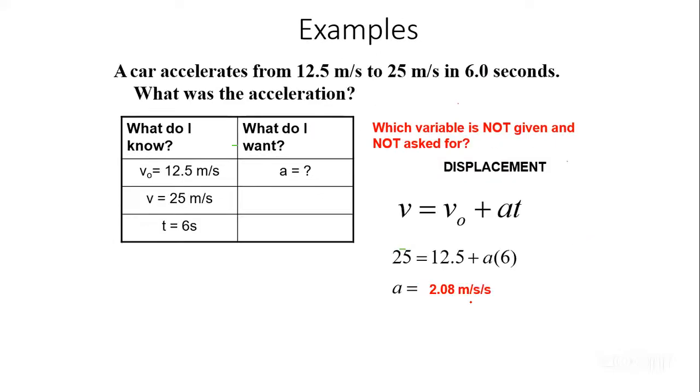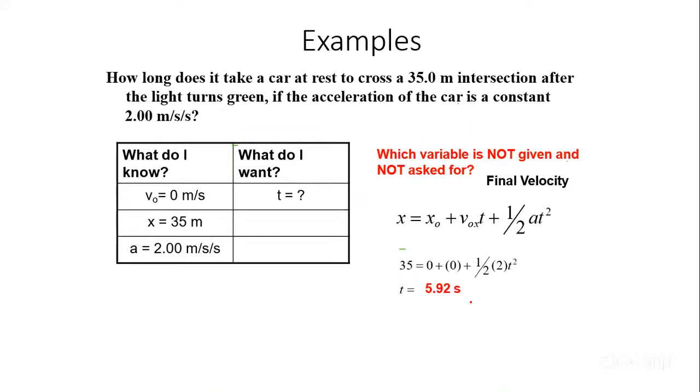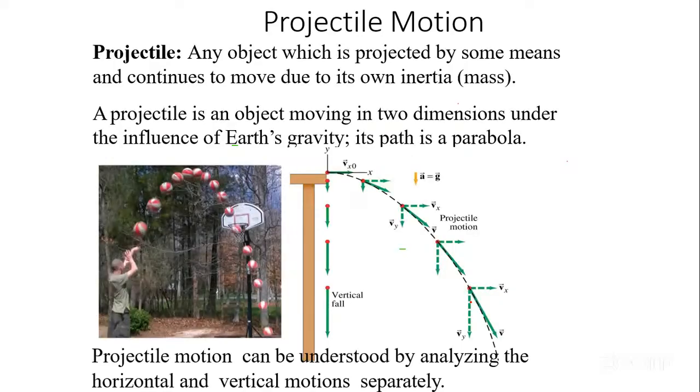So there are many examples here that you can go through, and then get yourself grounded and confident to face any similar problems. So let's move on to projectile. Any object which is projected by some means and continues to move due to its own inertia. So a projectile is an object moving in 2 dimensions under the influence of Earth's gravity. And the path taken by the projectile is often called a parabola.